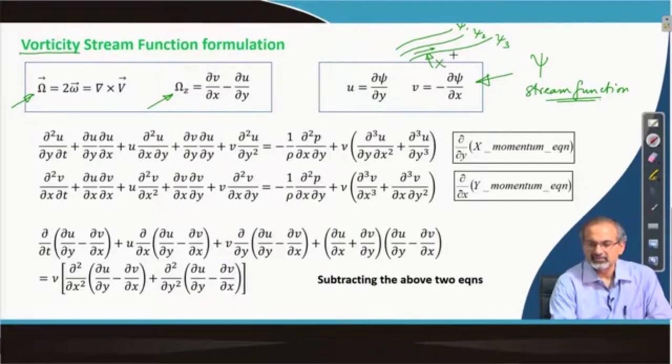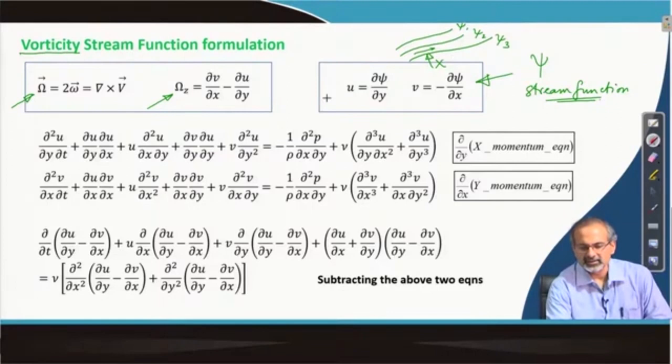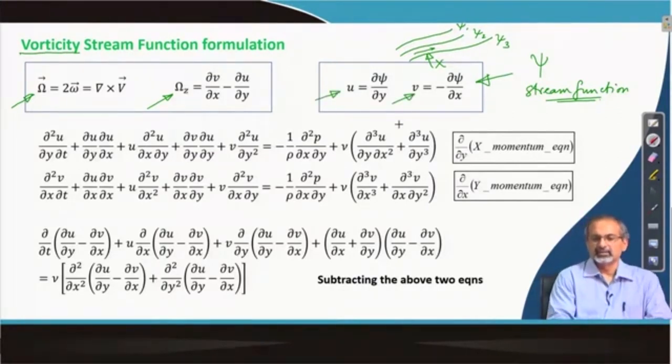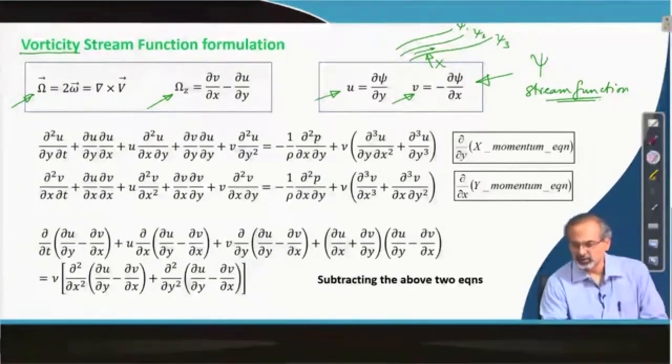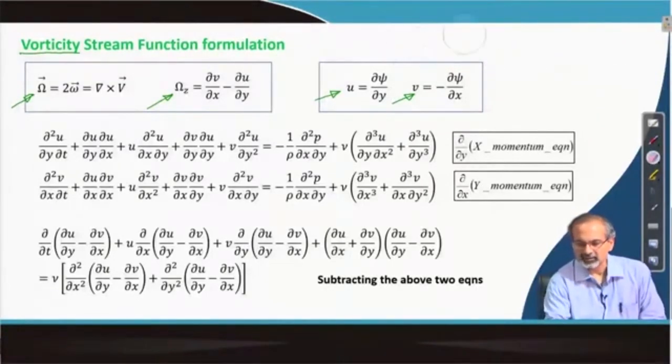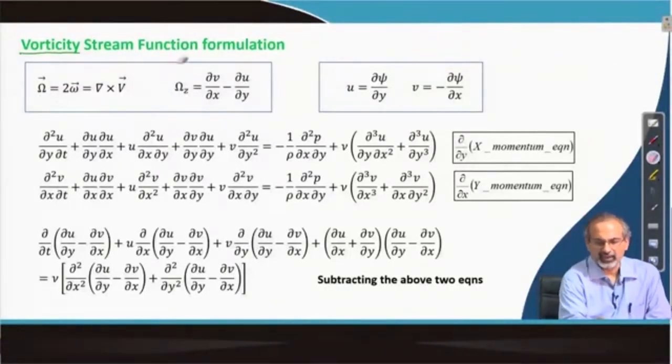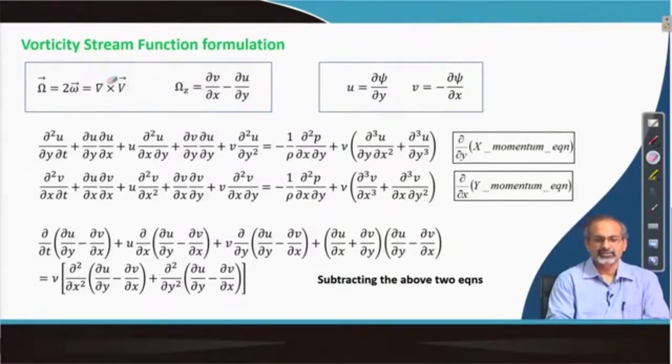So, this is not possible, and we can show that the velocity components are connected with the gradient of the stream function using these two equations. Without going into the fundamental derivations, we will accept these definitions for vorticity and stream function and proceed with their application in formulating the vorticity stream function approach in solving incompressible Navier-Stokes equations.